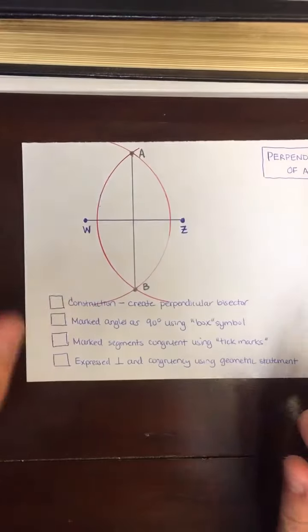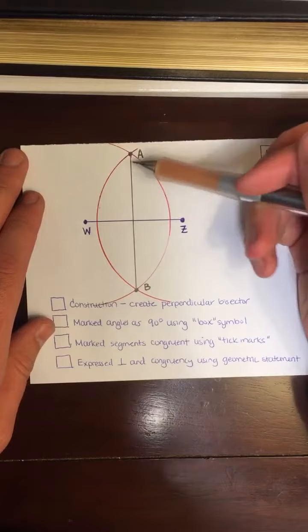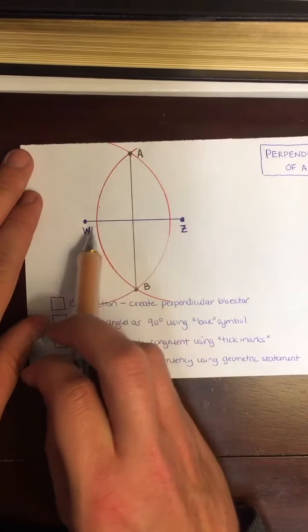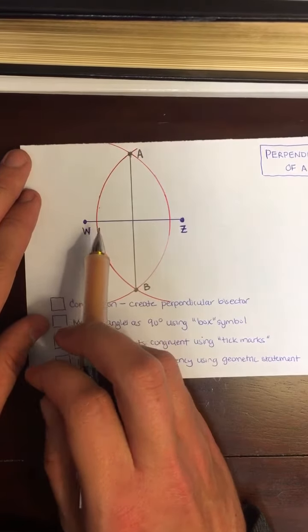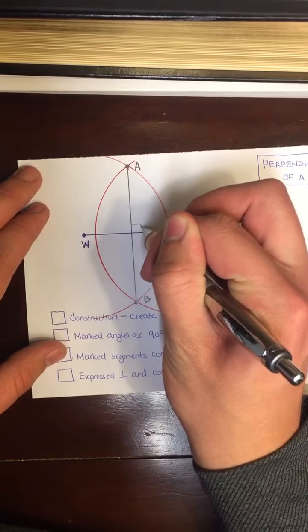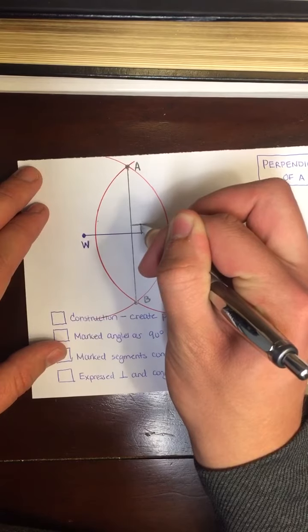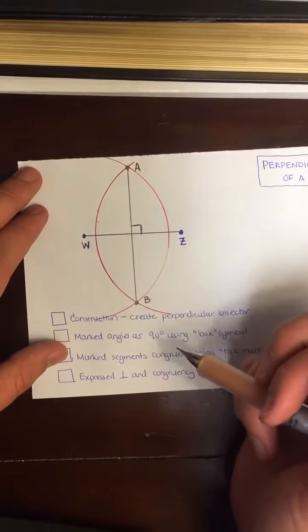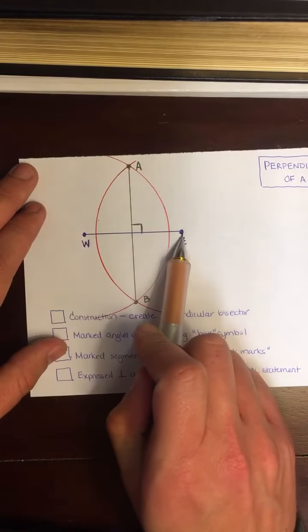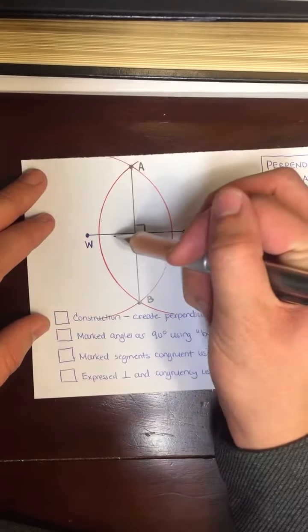What I have done is I have successfully created a perpendicular bisector. So this segment AB that goes up and down, and this segment WZ that goes from left to right, are perpendicular to each other, meaning that they form 90-degree angles. I'm going to indicate that with this box-like symbol, and that indicates that I have 90-degree angles all around this image. I've also bisected my original line segment, which is WZ, and I'm going to indicate that with tick marks.